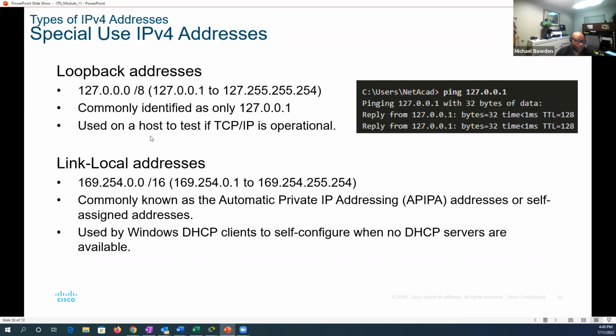And then you have another special address, which is the link-local address for IPv4, also known as a PIPA address. This is used by your Windows PC to self-configure when there's no DHCP server available.